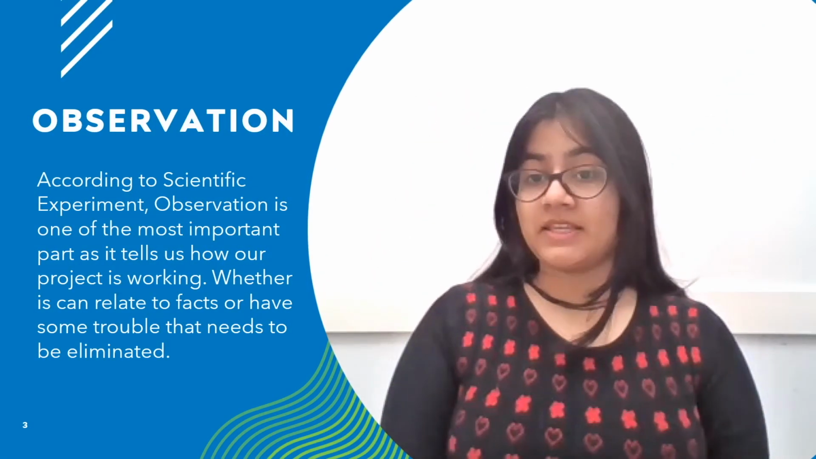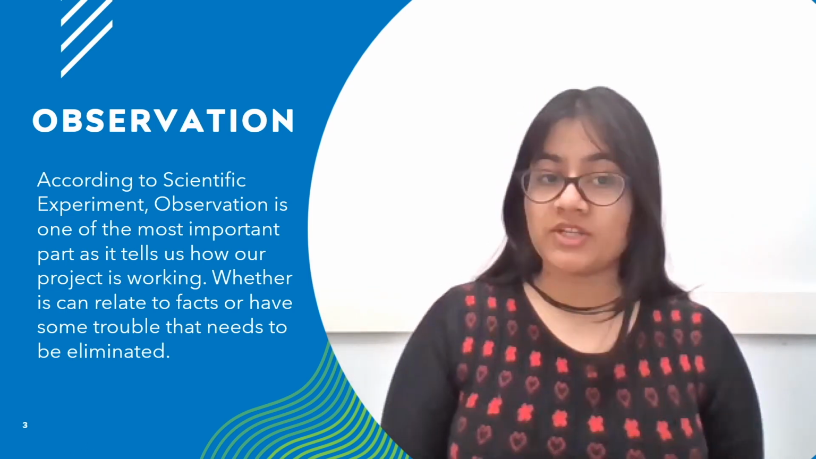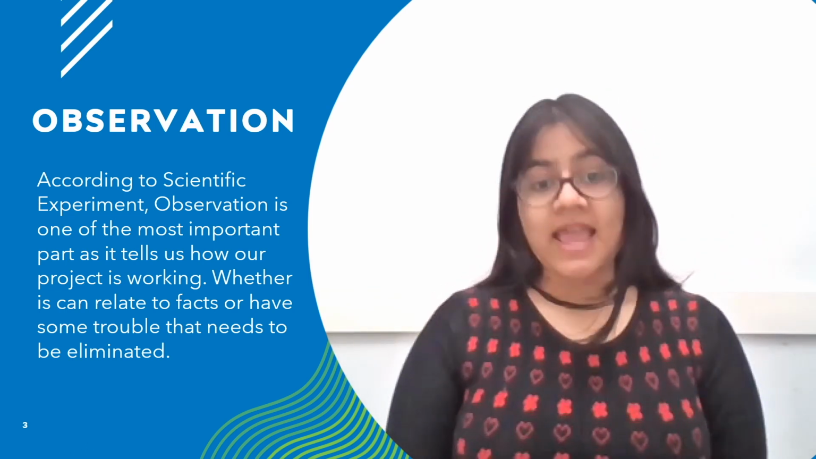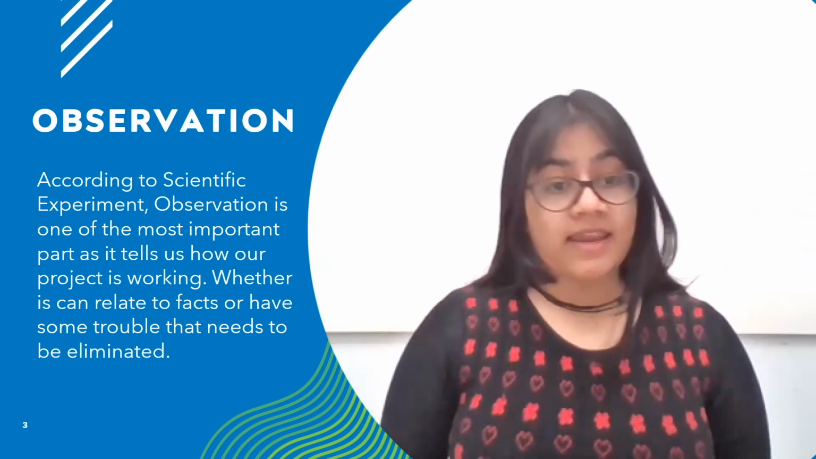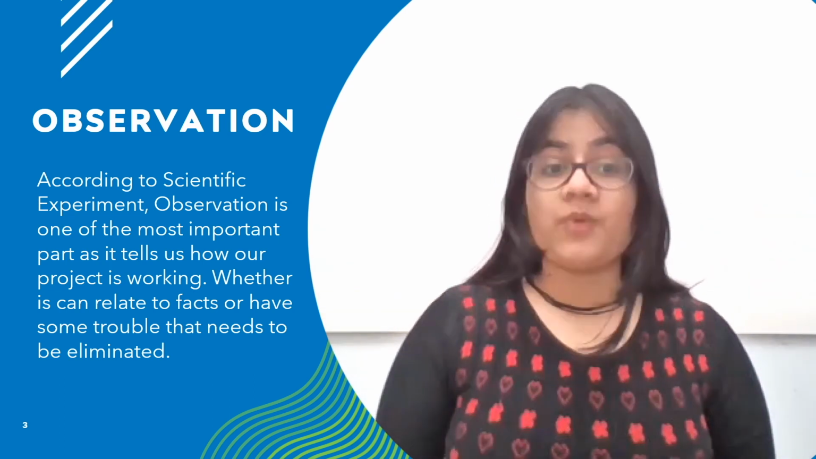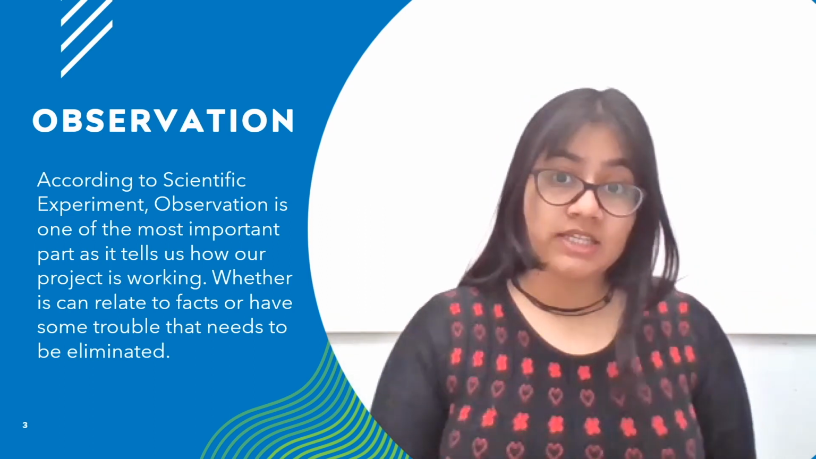First of all, it begins with what is observation. According to scientific experiments, observation is one of the most important parts as it tells us how our project is working and whether it can relate to fact or have some troubles that need to be eliminated.